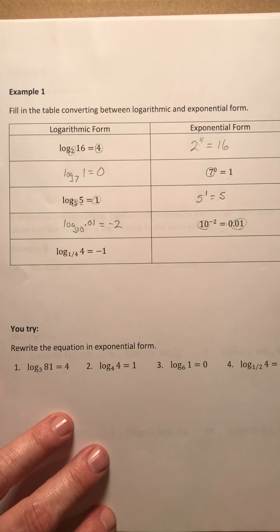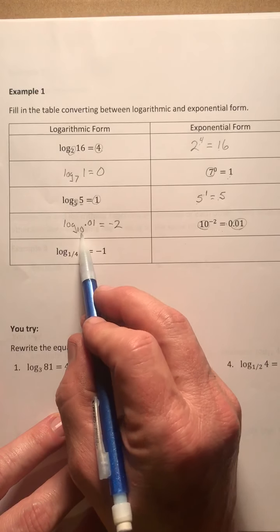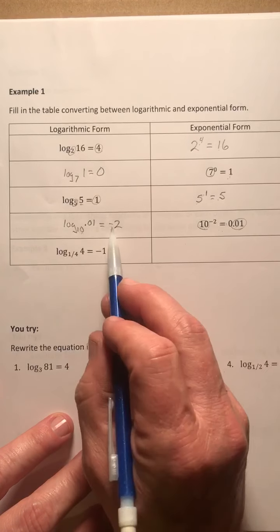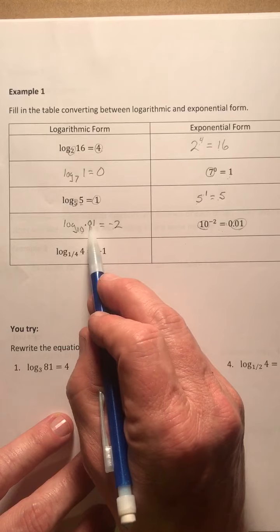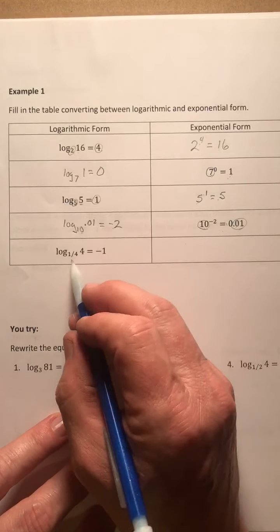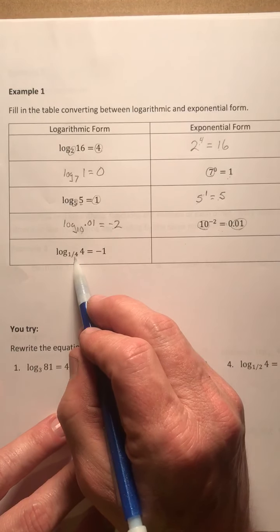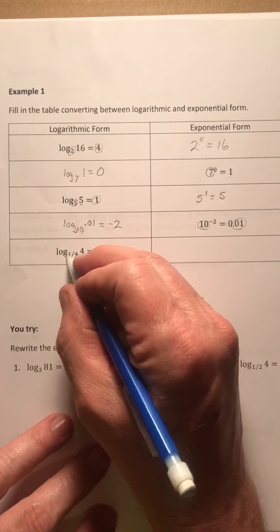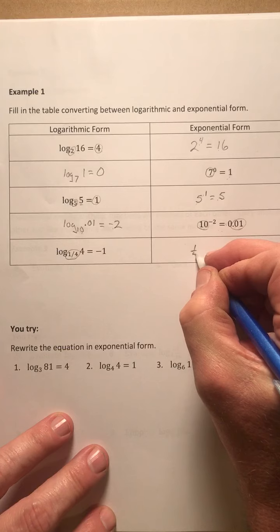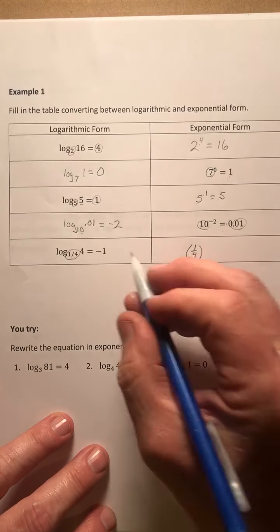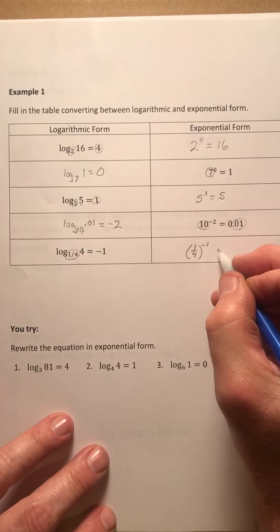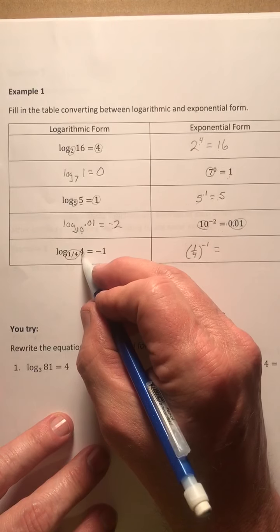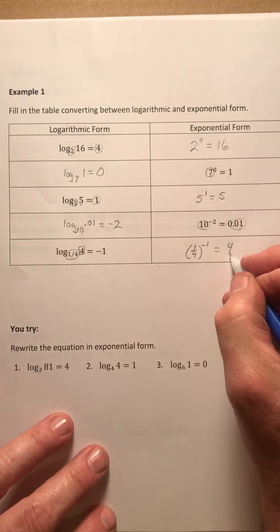All right? And it should make sense because, again, if we would rewrite this, we would have the base of 10. This is our exponent. And then this is what it's equal to. All right? So the next one, we have log base 1/4 of 4 equals negative 1. So again, our base. Now whenever you have a fraction, you should put it in parentheses. Here's our exponent. And then it's equal to this, 4.